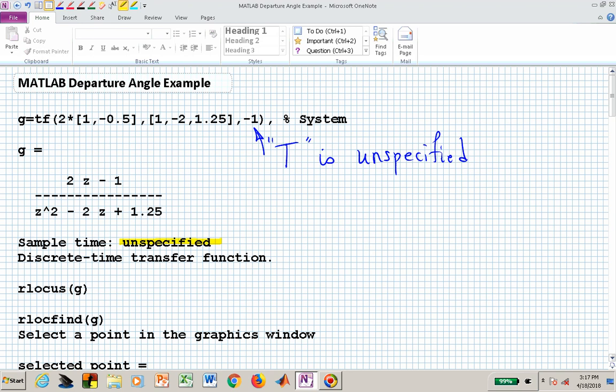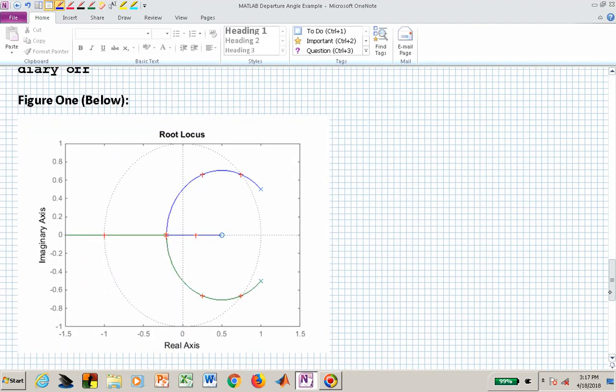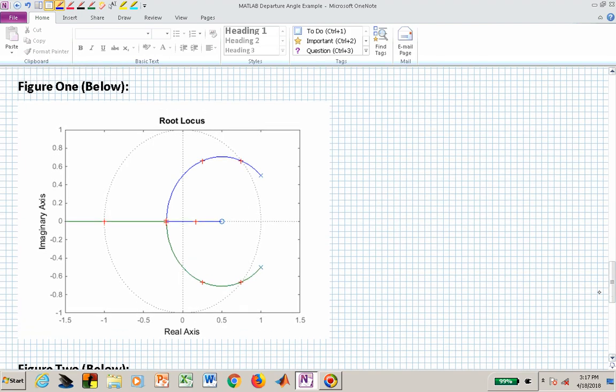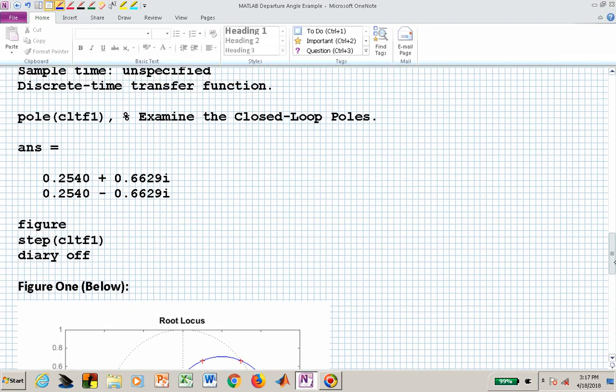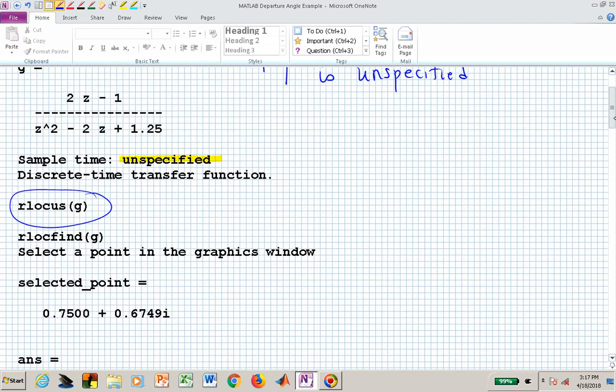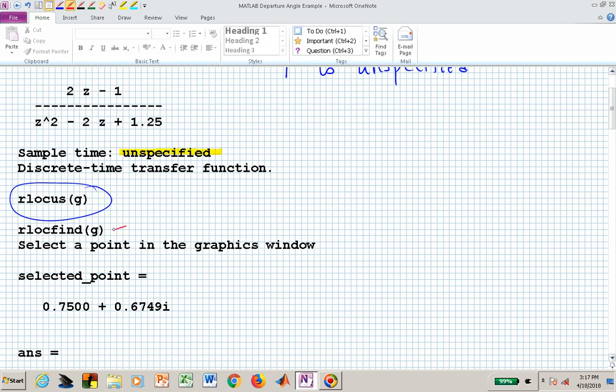Then I went ahead and simply, MATLAB does all of this sketching for us very quickly with just one command. We just say the root locus of the transfer function. Let me slide down, and now you can see that in terms of our generic shape, we were pretty good with how we had sketched the root locus. And now what I've done is I've actually issued one more command after the root locus command to pick off, or to select a point in the graphics window.